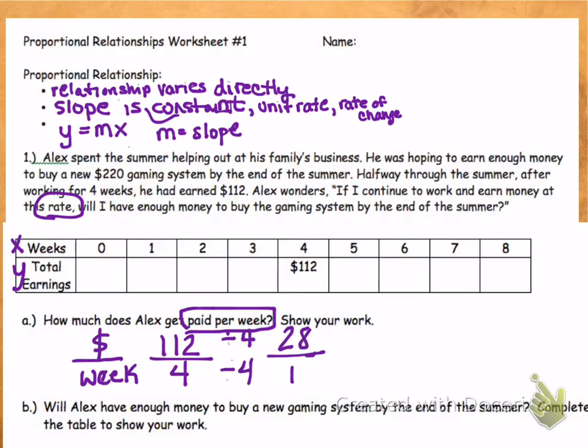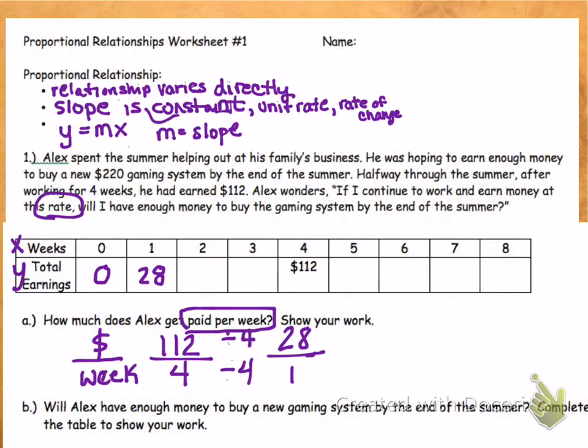And you should have gotten that it was $28 per week. And so, if he works nothing at all, he's of course not going to make any money. But if he works 1 week, he gets $28. Then you want to fill in the rest of them to do part B. Will Alex have enough money to buy a new gaming system by the end of the summer? Complete the table to show your work.